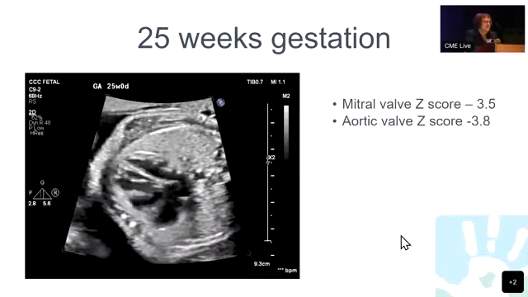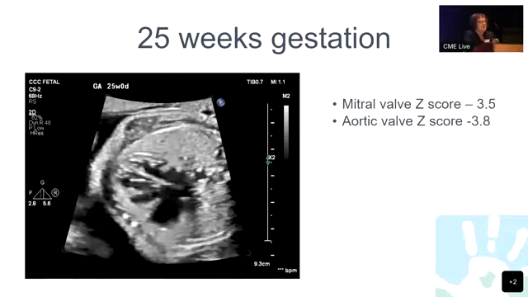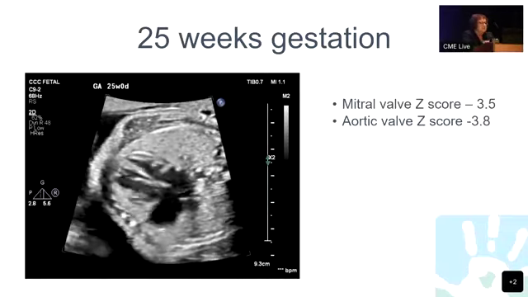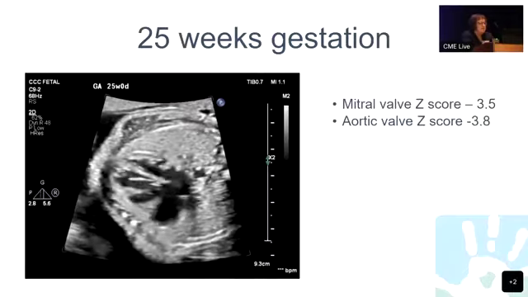So we saw her back at 25 weeks and had really a pretty similar looking heart. The mitral valve Z-score was -3.5 and the aortic valve Z-score was -3.8.